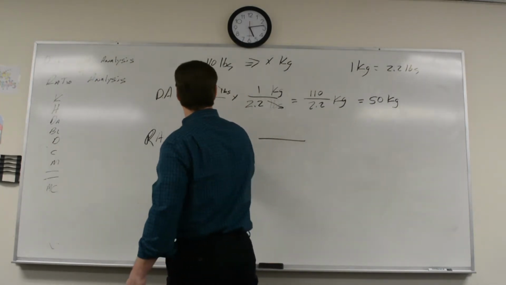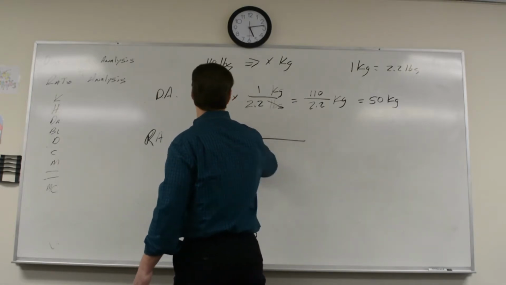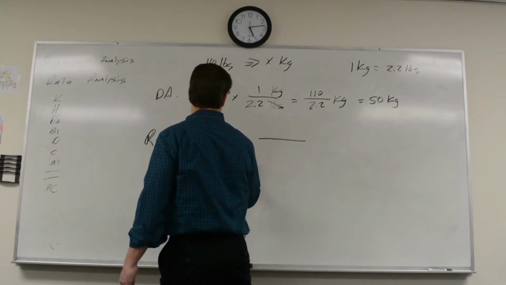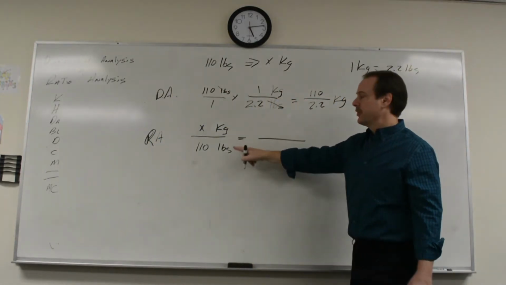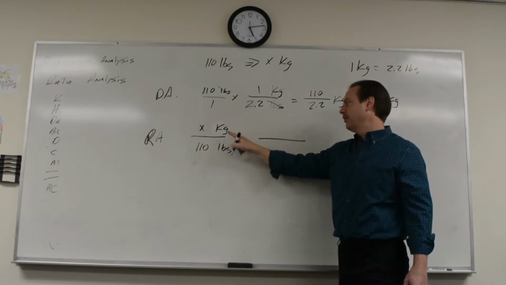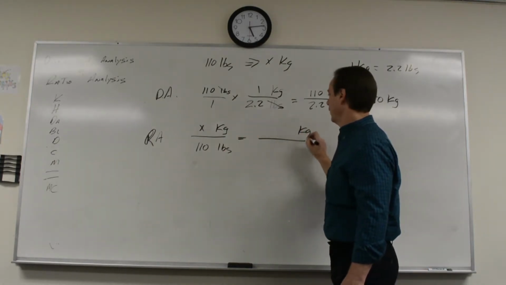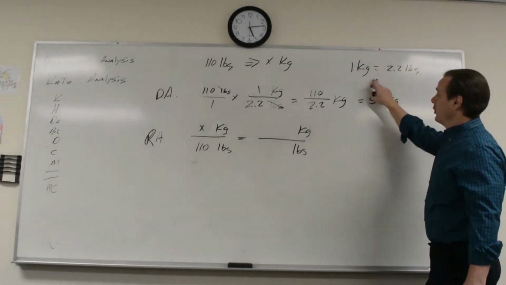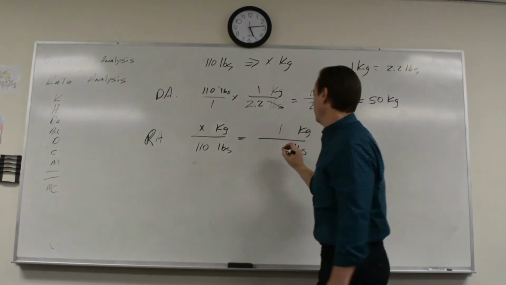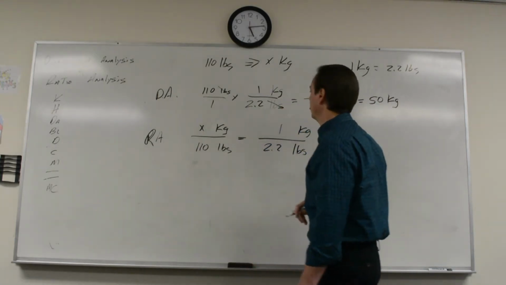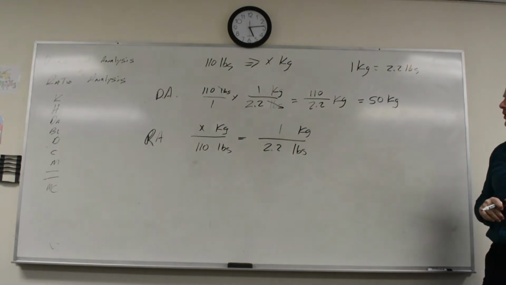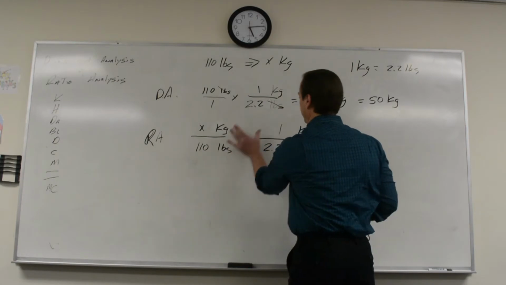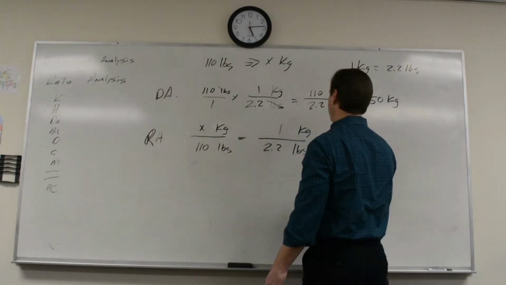We're going to start over here with our unknown. Kilograms in the numerator, that's our unknown. 110 pounds in our denominator. If we have kilograms here, we have to have kilograms here. If we have pounds here, we have to have pounds here. We'll look back to our conversion. 1 kilogram equals 2.2 pounds. That's our initial setup. To solve for this unknown, we have to bring this quantity here up into the numerator.